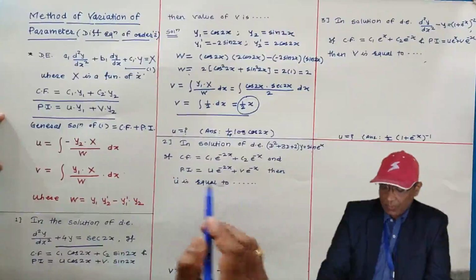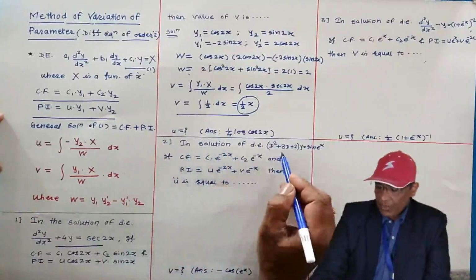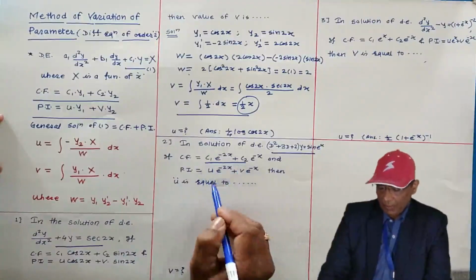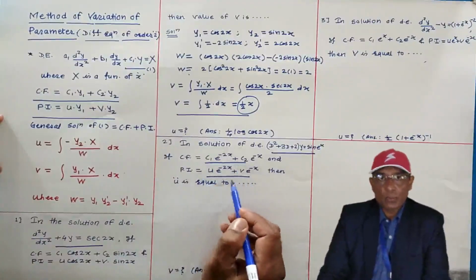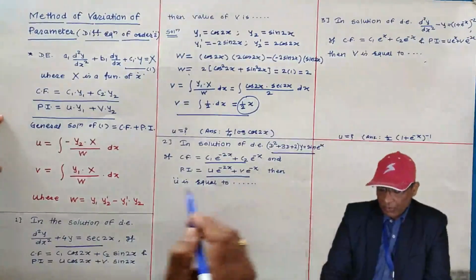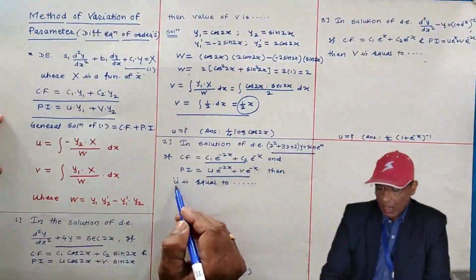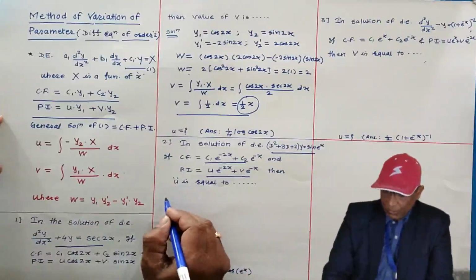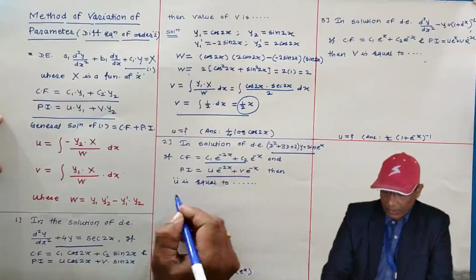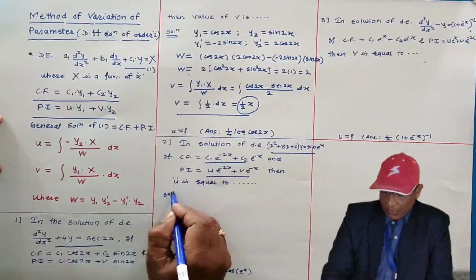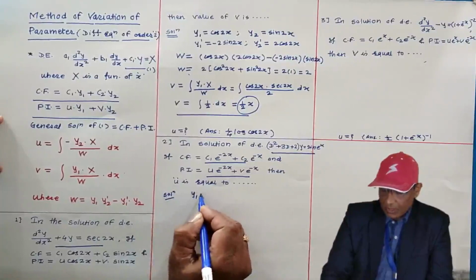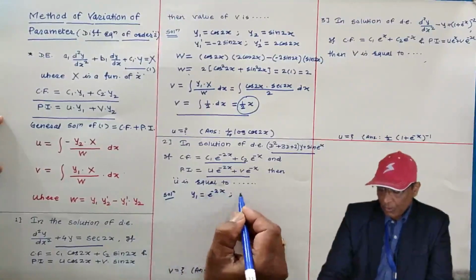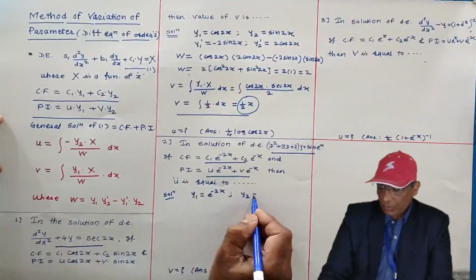Next problem, same thing. In the solution of the differential equation, this is given. The complementary function is given. The particular integral in terms of u and v is given here. Then the value of u is asked to find. Write down the formula for u, or before that, what is the value of y1? y1 is e to the power minus 2x, the coefficient of c1. y2 is the coefficient of c2.